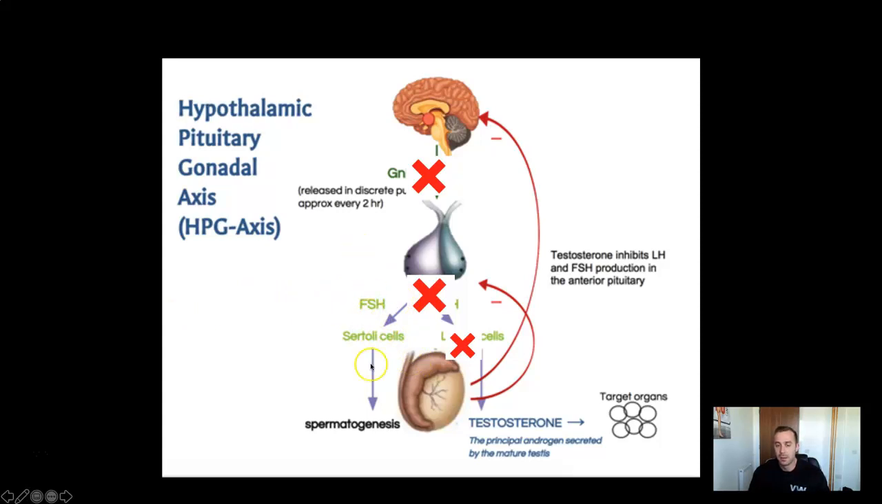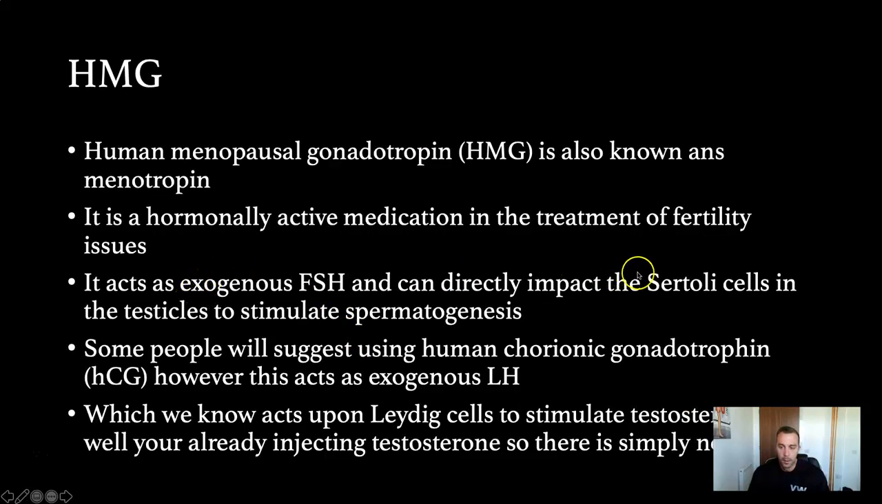Now what that does, you start injecting FSH straight away, it starts telling the Sertoli cells, all right, okay, stimulate spermatogenesis. What's the other part of the equation? Testosterone. Well, you've got testosterone in abundance, right? So you start to then produce viable sperm. As I said, it directly impacts Sertoli cells, spermatogenesis.